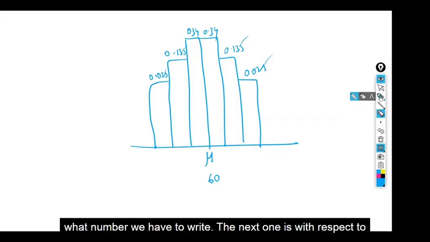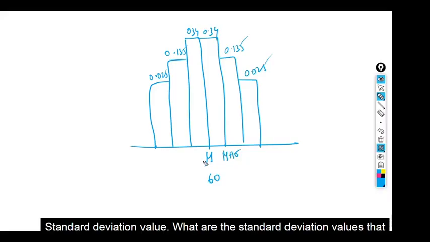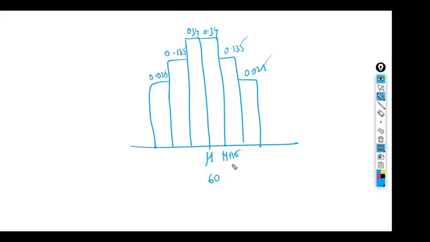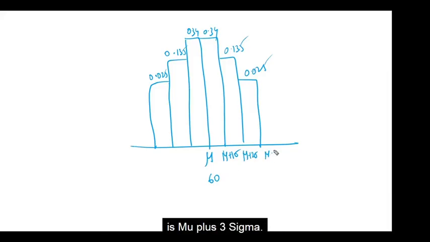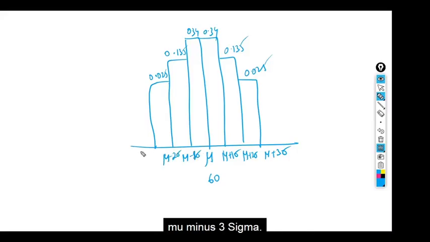The next number we have to write is with respect to mu plus 1 sigma, the standard deviation value. That standard deviation you have to add here. This second number is mu plus 2 sigma. This is mu plus 3 sigma. Left side is mu minus 1 sigma, mu minus 2 sigma, and mu minus 3 sigma.